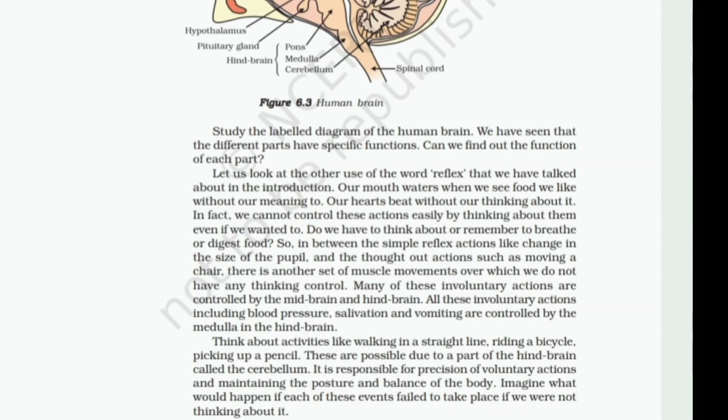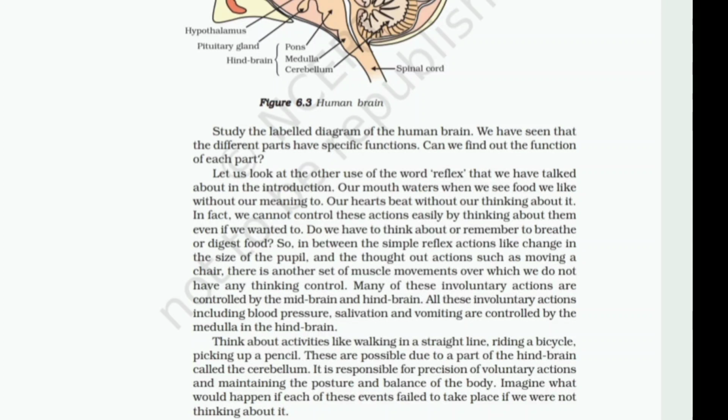Let us look at the other use of the word reflex that we have talked about in the introduction. Our mouth waters when we see food we like without our meaning to. Our hearts beat without our thinking about it. In fact, we cannot control these actions easily by thinking about them even if we wanted to. Do we have to think about or remember to breathe or digest food? So, in between the simple reflex actions like change in the size of the pupil, and the thought-out actions such as moving a chair, there is another set of muscle movements over which we do not have any thinking control.